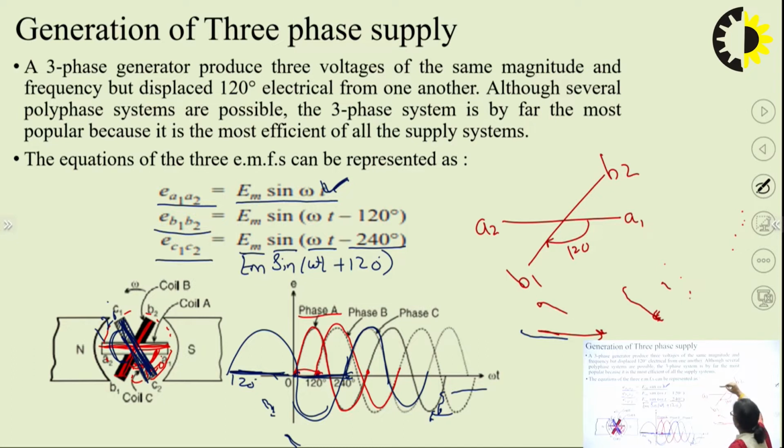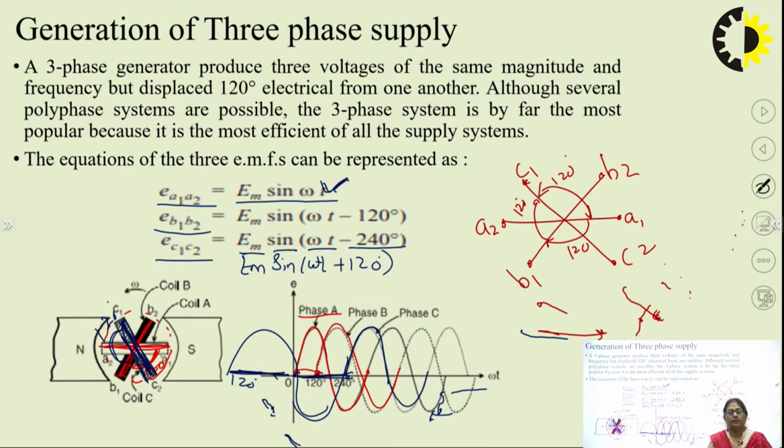Then the third phase, that was C1, C2, was once again lagging by 120 degrees, right? Each one of them is lagging by 120 degrees. In that case, if you just see how many terminals we are having: 1, 2, 3, 4, 5, 6. We have 6 terminals available with us, and we want to have a 3-phase supply system.